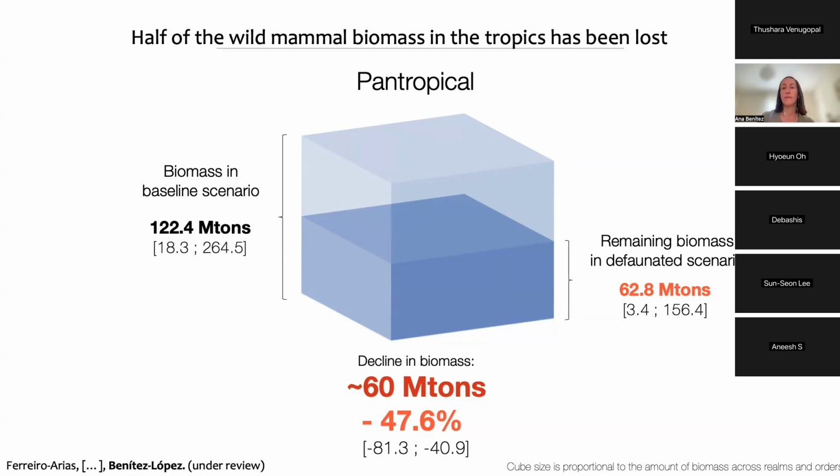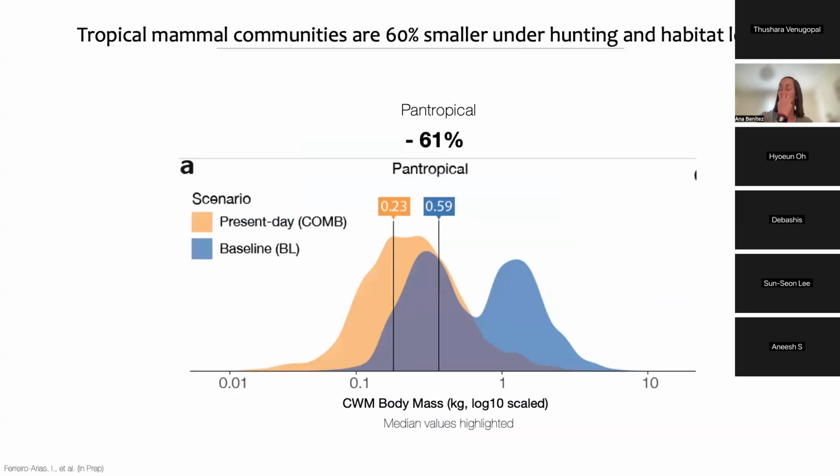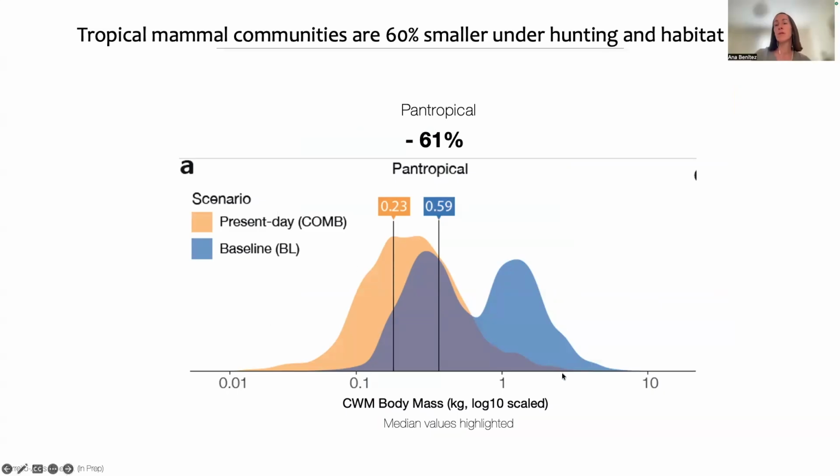And not only that, we have seen a shift in the community and the structure of the mammal communities. What you see here is the body mass distribution for the baseline in blue. This is how the distribution of body masses was in the past, and how it has shifted towards nowadays values. And these are about around 60% change. So we see that mammal communities are becoming smaller in general. We are shifting towards small size species dominating the community.